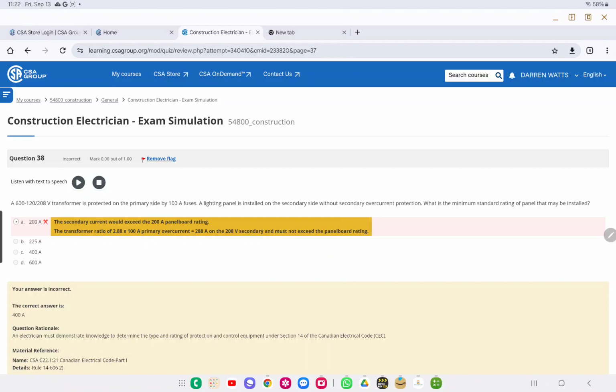Now we're going to look at the answers that they're giving here. The closest answer we have is 225, and it's not close enough. So we have to go for the next biggest thing, which is 400 amps. And that's how they got the 400 amps panel board rating.